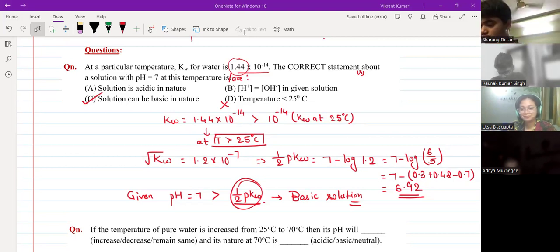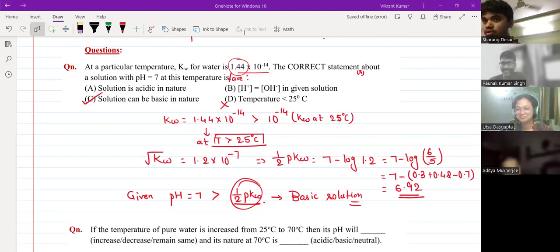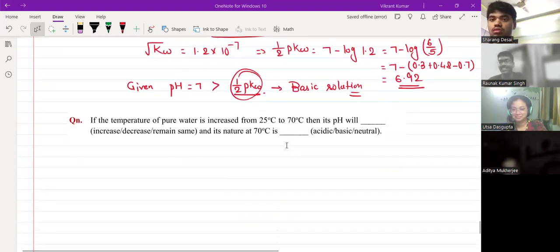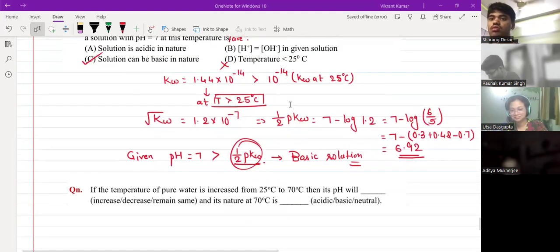Increase neutral, decrease basic, decrease neutral, decrease only, increase basic, increase neutral had already come before. Okay, these many answers we have got. Okay, let's see.